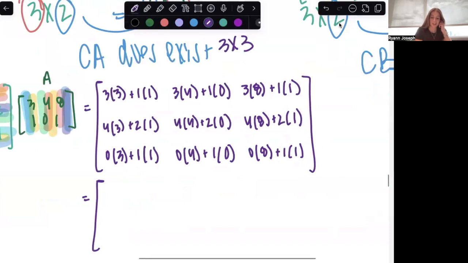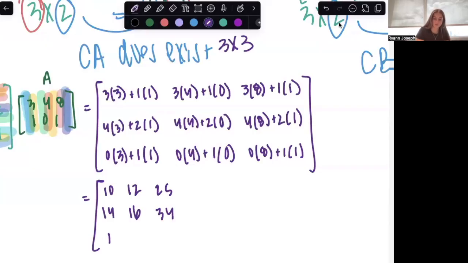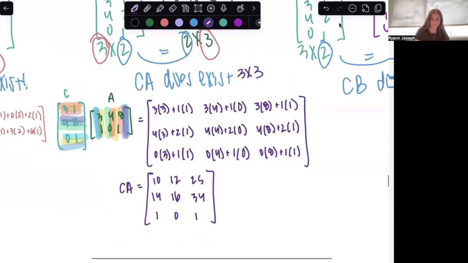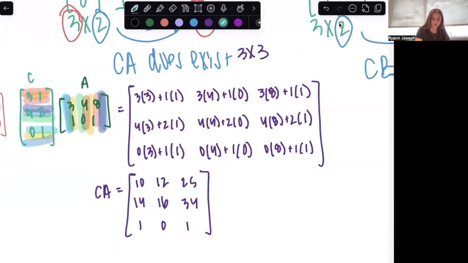So 9 plus 1 is 10. 12 plus 0. 24 plus 1 is 25. 12 plus 2, 14. 16 plus 0, 16. 32 plus 2, 34. 0 plus 1, 1. 0 plus 0, 0. 0 plus 1, 1. That's my CA. Is a 3 by 3 with those values. I will write out real quick. 3, 3, 1, 4, 2, 4, 2, 4, 2, 0, 1, 0, 1, 0, 1, and then all of these.